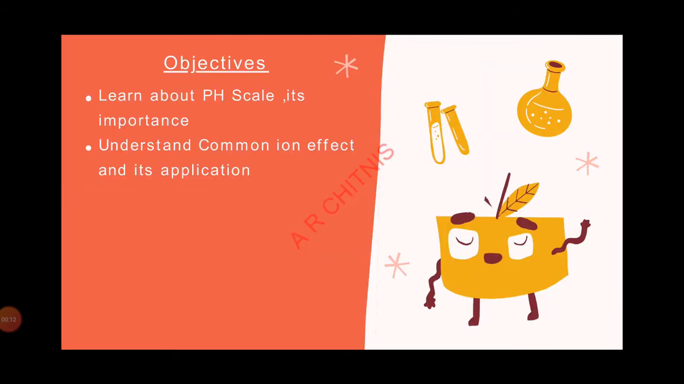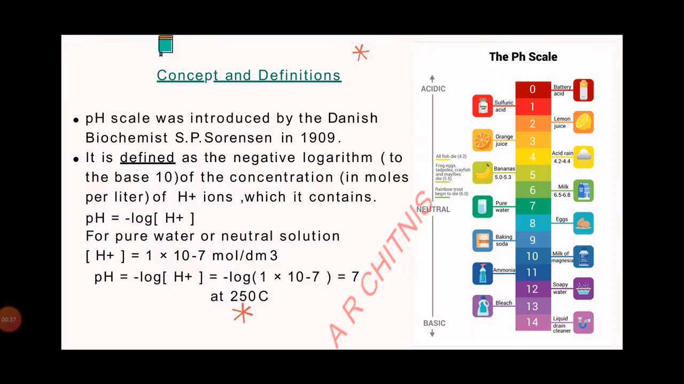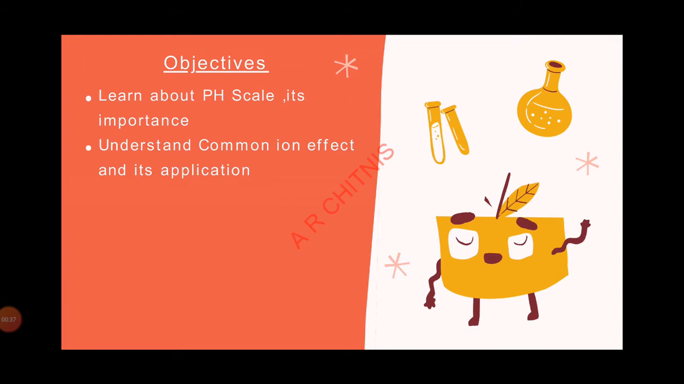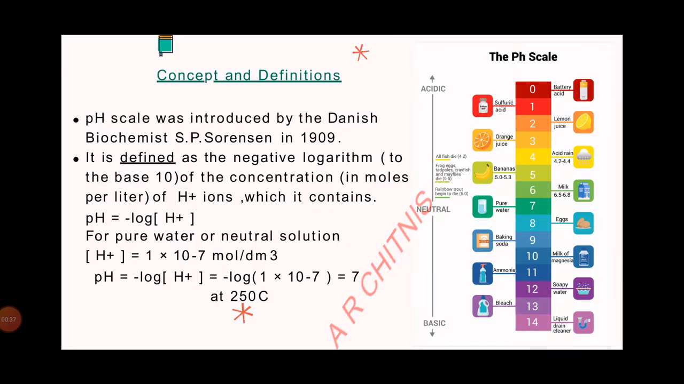So the objective of the class is to learn about the pH scale. Earlier also you have learned this in your previous classes. So once again we are going to learn about the pH, its importance, its application. We have to understand what is common ion effect, and we are going to learn its application also. So that is the objective of the class.